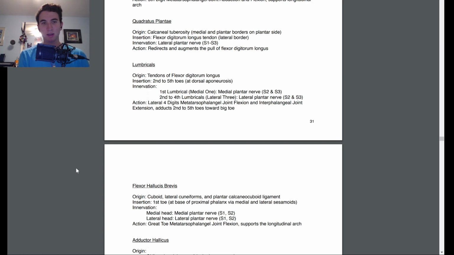The actions are the lateral 4 digits metatarsal phalangeal joint flexion and interphalangeal joint extension, and it adducts the second to the fifth toes toward the big toe.